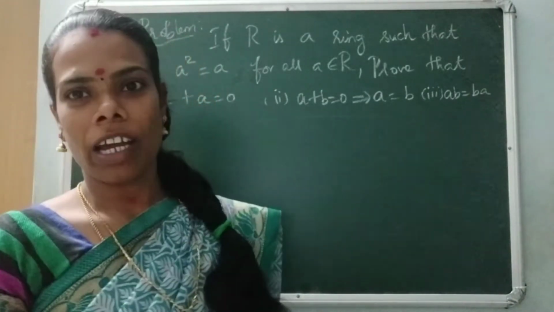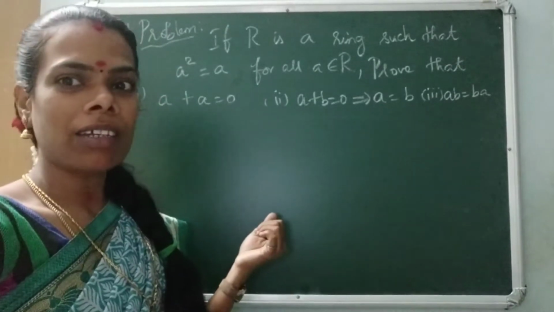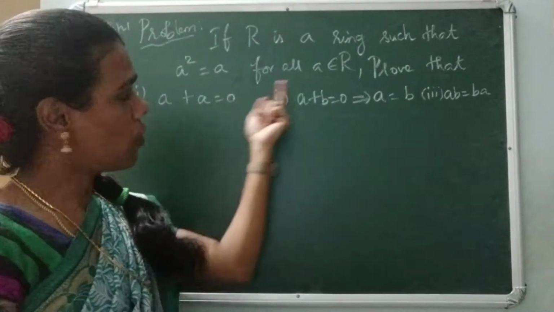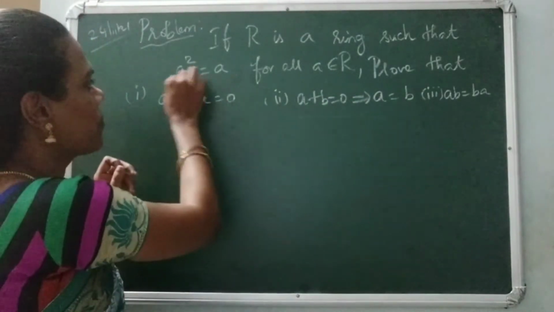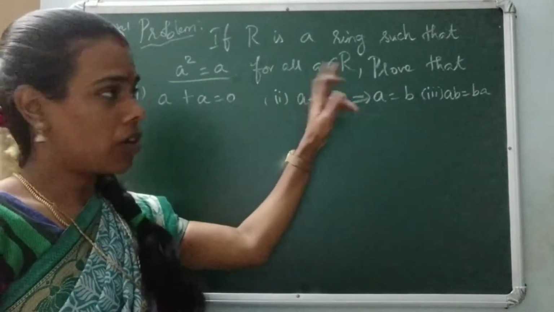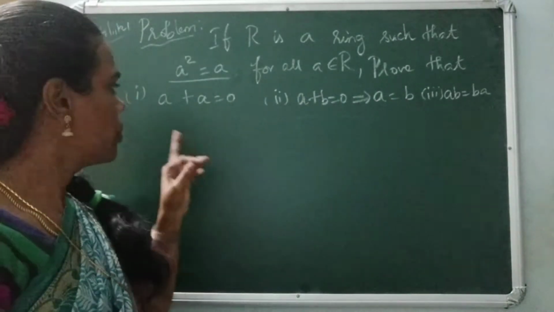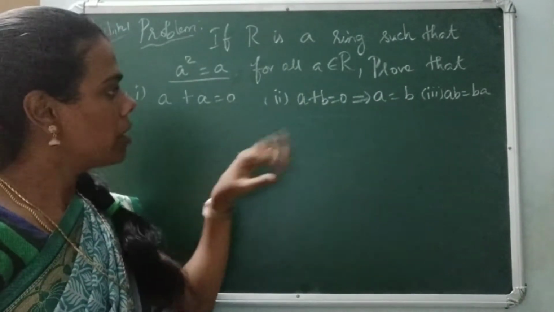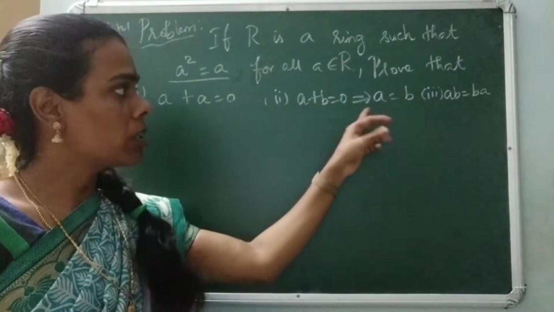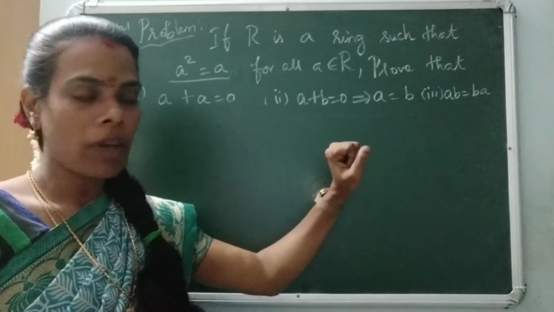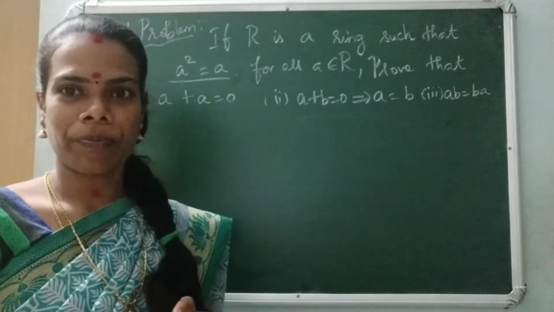See here, I have taken one problem in algebra. So what is that? If R is a ring such that a square equal to a for all a belongs to R, prove these three cases, right? So you have to prove a plus a equal to 0, then you have to prove if a plus b equal to 0 implies a equal to b, and the third case you have to prove ab equal to ba, right?